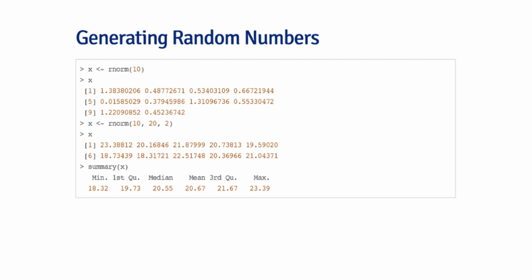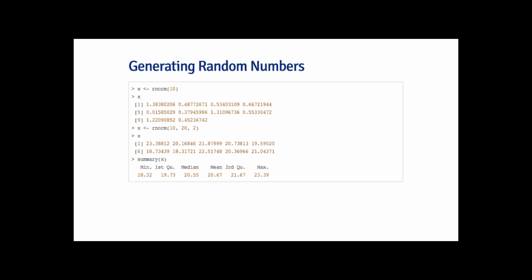So here I am passing 10, and you can see that the vector that's produced will be random normal numbers which have mean 0 and standard deviation 1. If I wanted to generate a vector that had mean 20 and standard deviation 2, I just need to specify that explicitly in my call to rnorm. So here I call the summary on this vector x, which has 10 normal random variables, and their mean is roughly 20 and the standard deviation is 2.